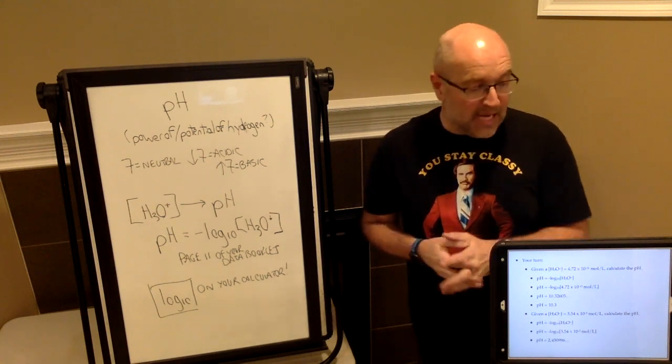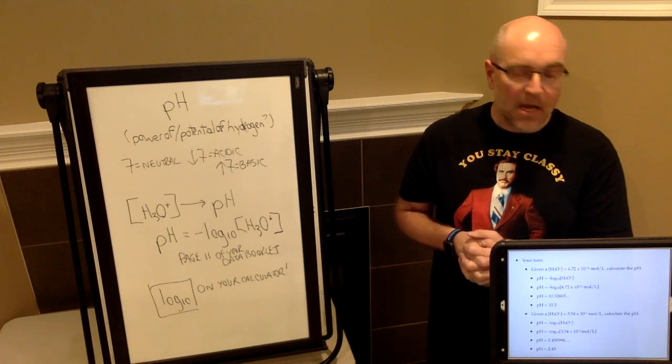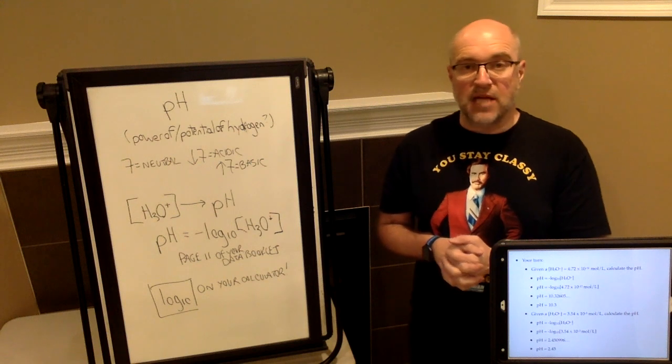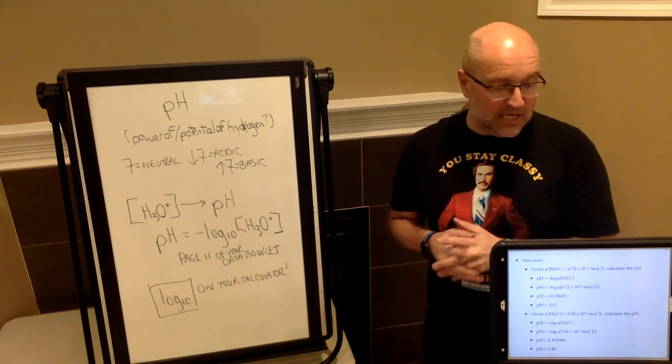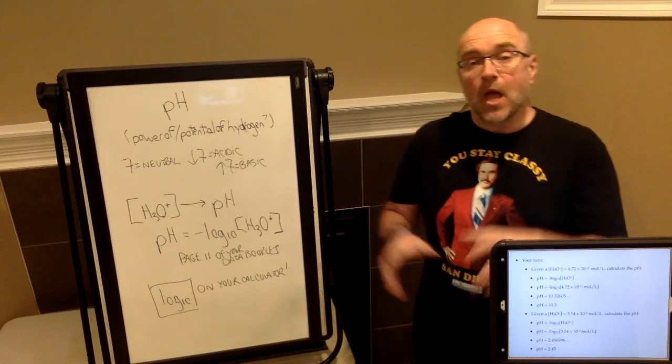So if I have this, I'm going to take my negative log 10 of 3.54 times 10 to the negative third, and that is going to give me roughly a pH of 2.45. There are 3 significant digits in that number, so that's why we rounded to 2 decimal places rather than 2.